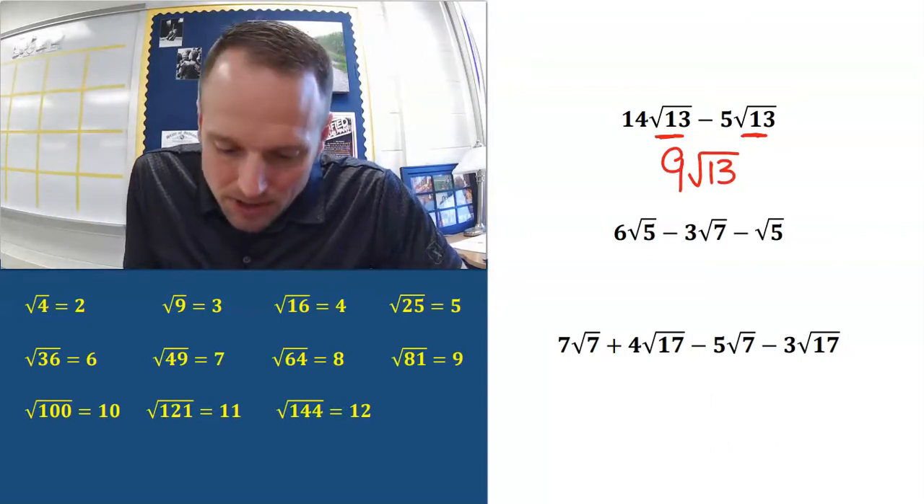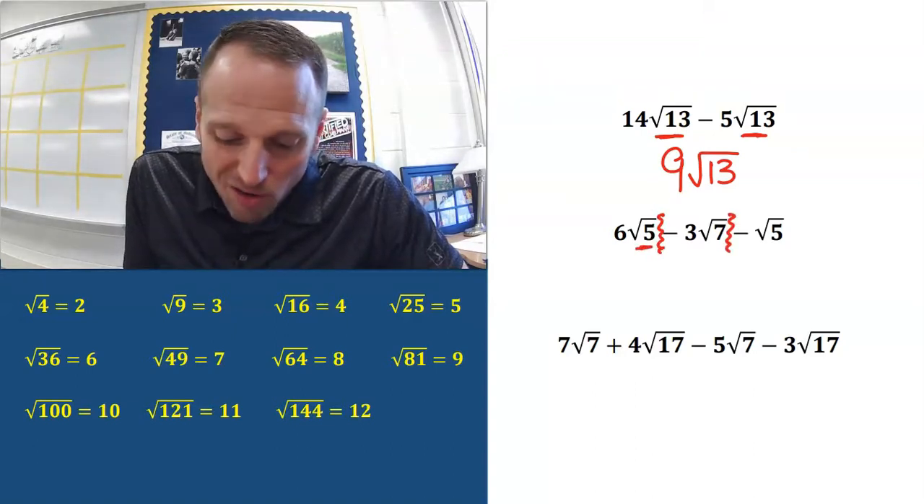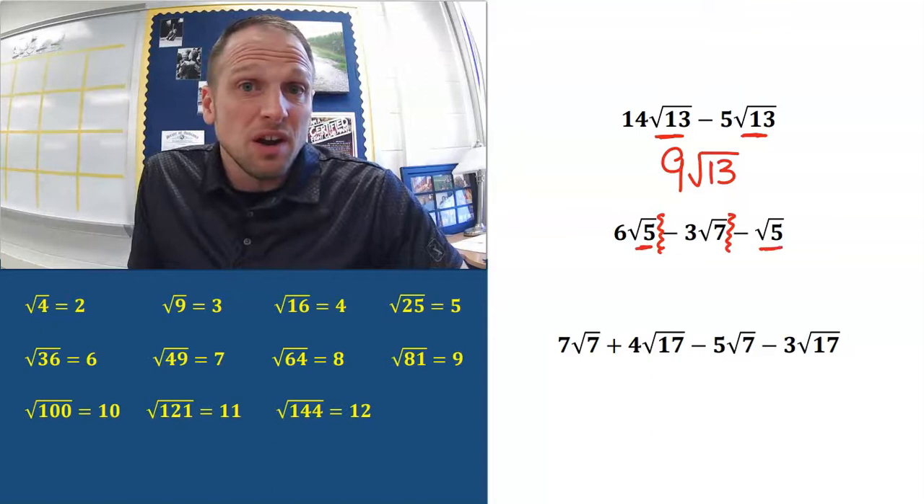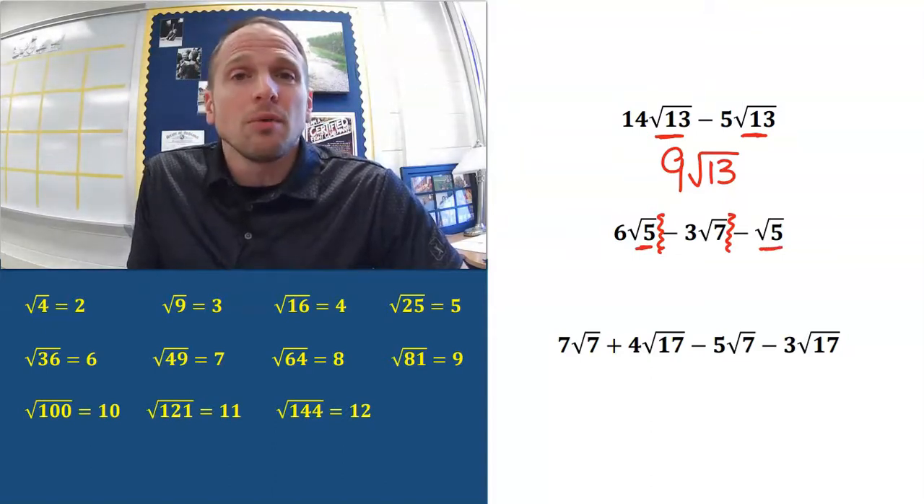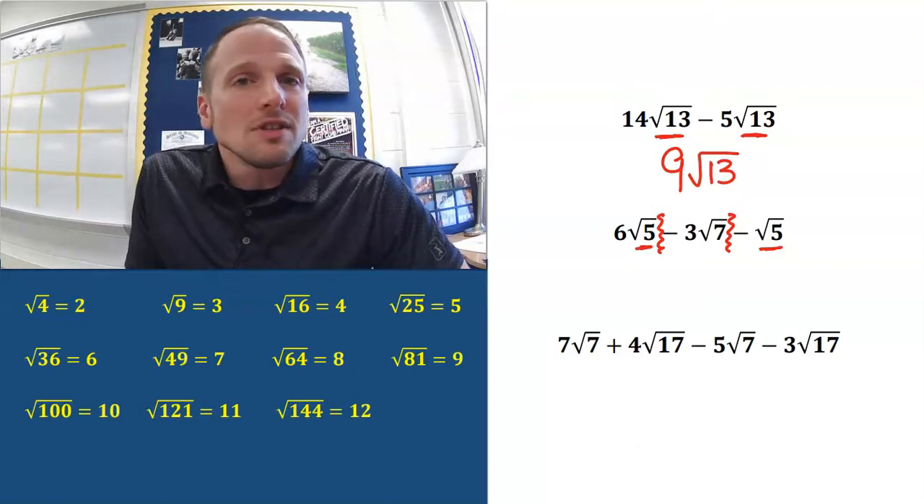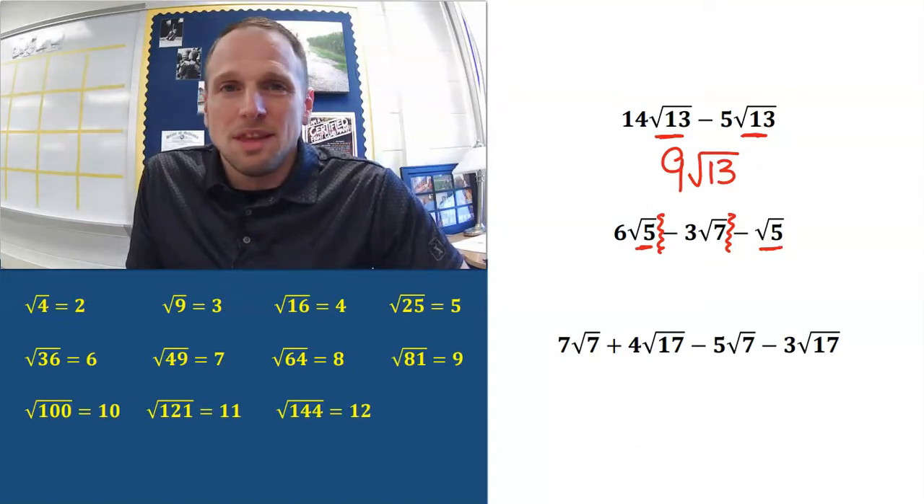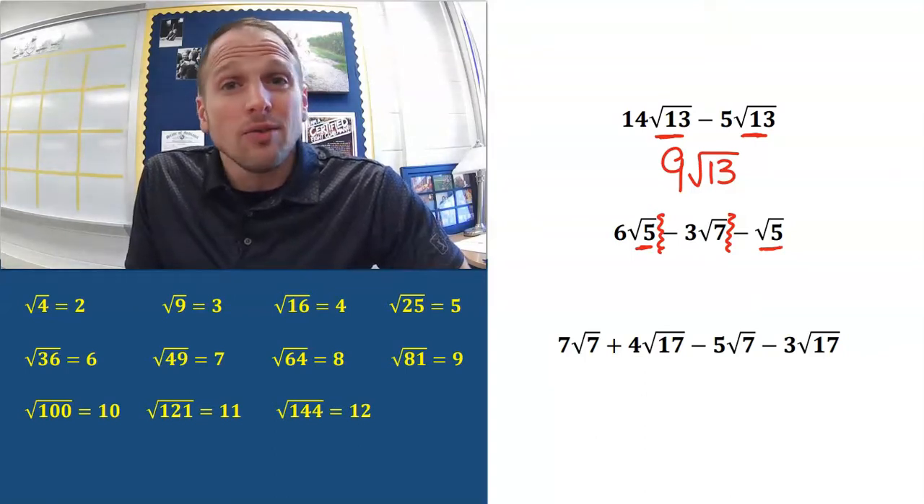This next problem is interesting for a couple reasons. Number one is they're not all like terms, right? We've got root 5 and a root 5. So those two are going to go together, but we can't combine that with the root 7. Now, something else that's interesting is that last root 5 at the end. It doesn't have a number in front of it, but we know how to handle this.